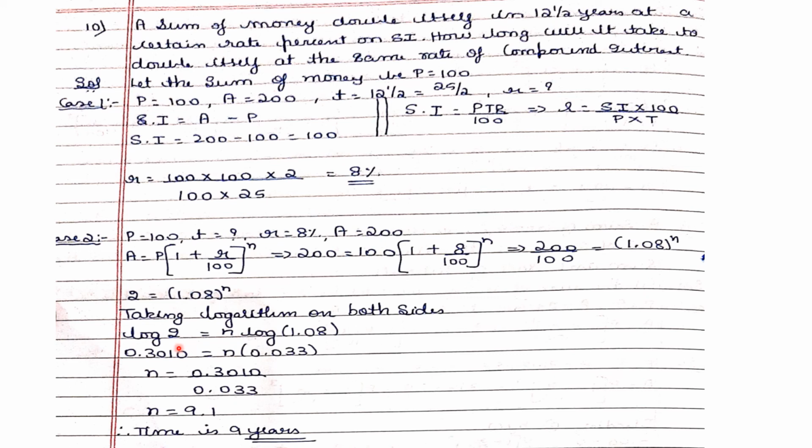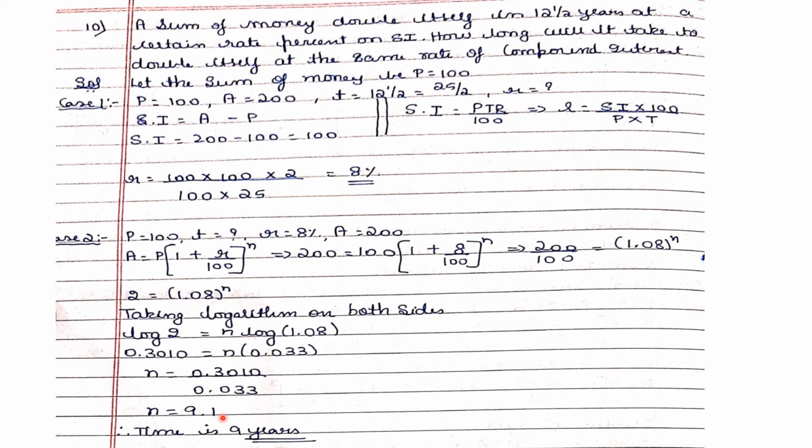So in my next module I will teach you how you have to look through the log tables. So as of now you just make sure you have this information, that is log 2 value is 0.3010 and log 1.08 value is 0.033. So what you will do is n is equal to 0.3010 divided by 0.033. So your n will be 9.1.